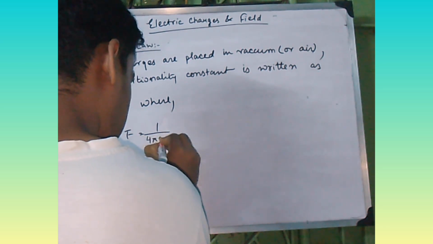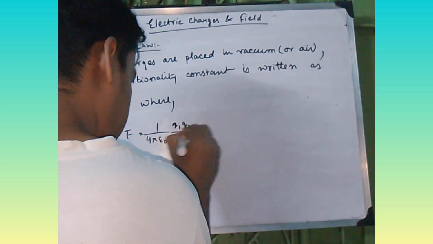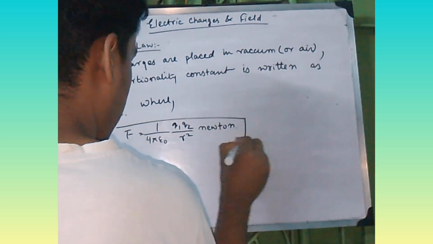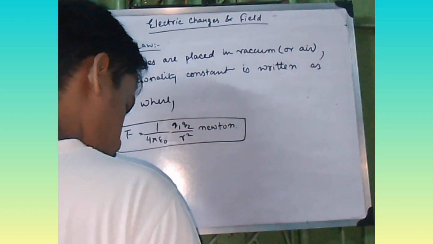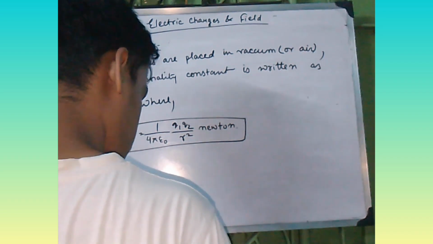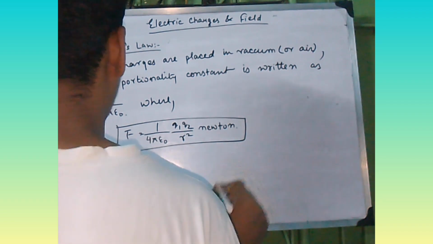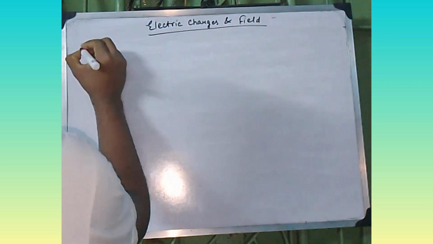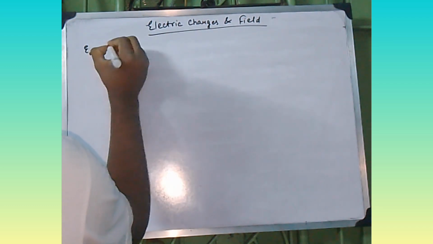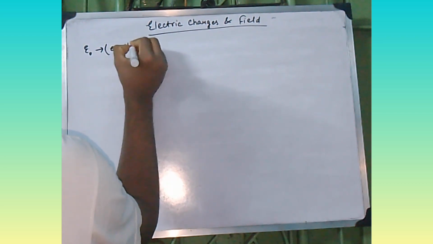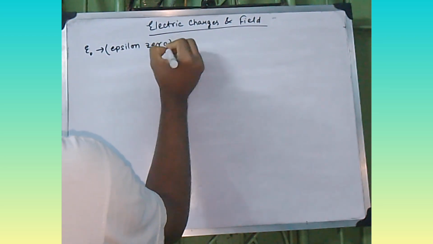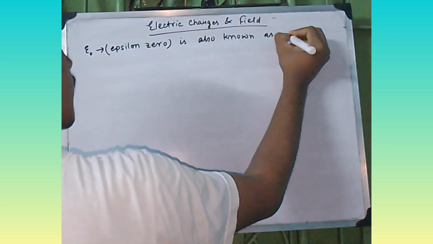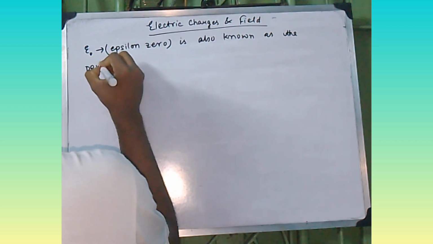So we can write the final formula of Coulomb's law as F equals 1 by 4 pi epsilon naught q1 q2 divided by r square Newton. Please remember this formula. This will be very helpful regarding the numericals. Now, what is epsilon naught? We can write this as epsilon 0, which is also known as permittivity of free space.